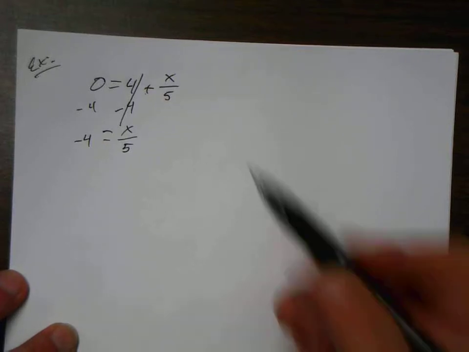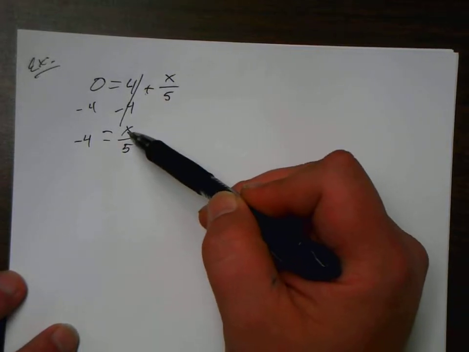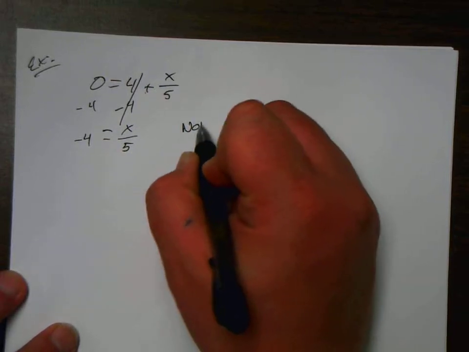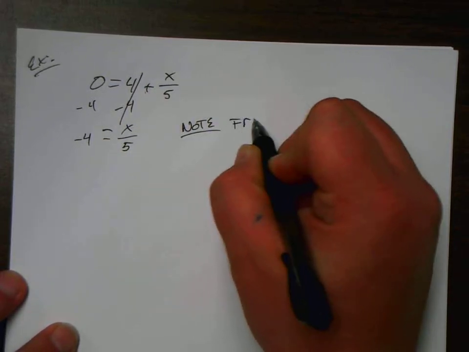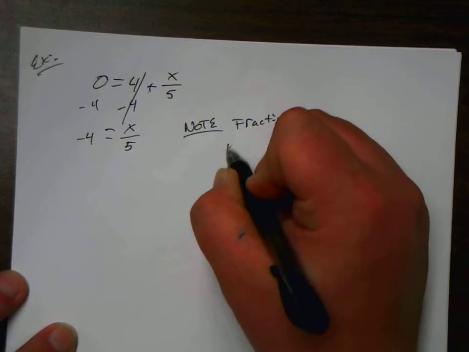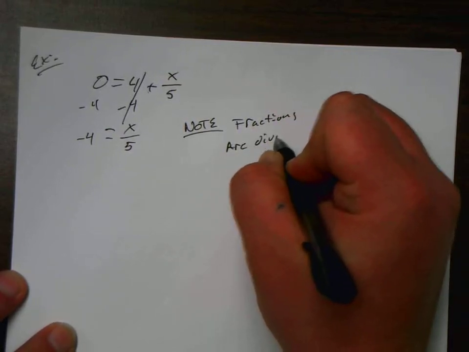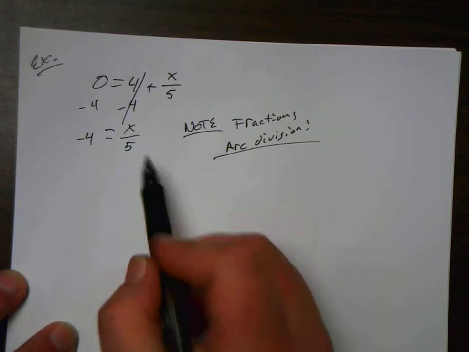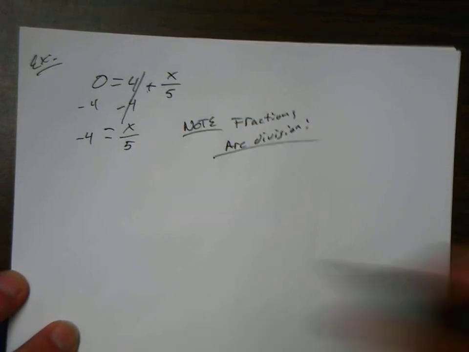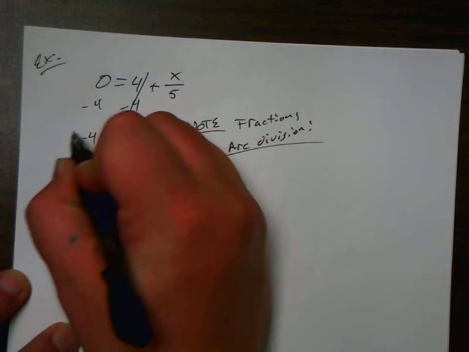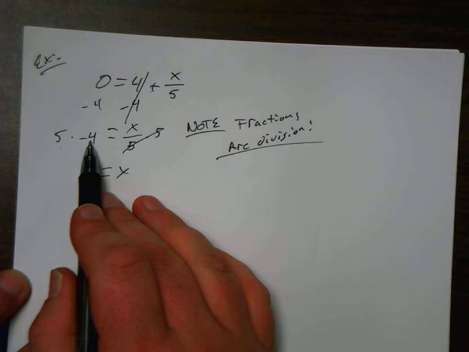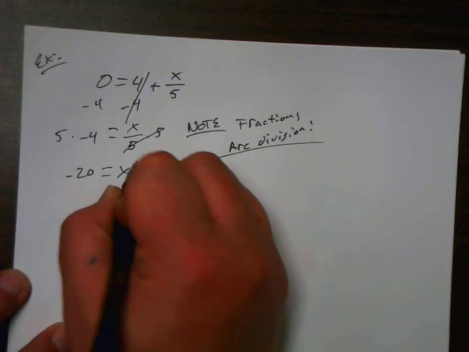And now, again, thinking in terms of opposites, what's happening between x and 5? That's division, right? So note, fractions are division. All right, so what's the opposite of division? Multiplication. So if I multiply both sides by 5, those cancel and I'm left with x. And 5 times a negative 4 gives me a negative 20.